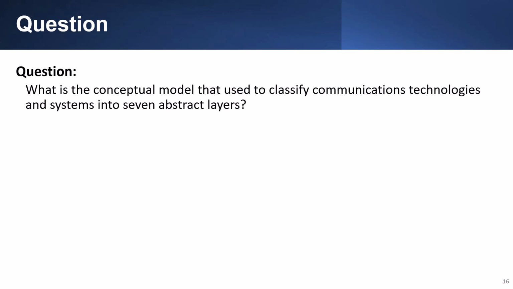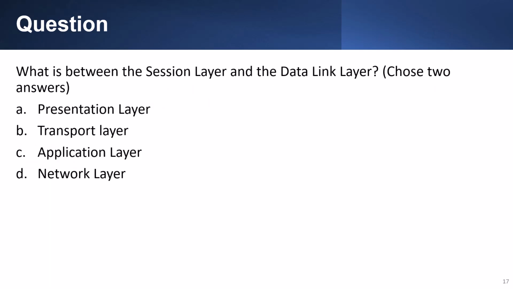Question: what is the conceptual model that's used to classify communication technologies and systems into 7 abstract layers? Answer: OSI model. Question: what is between the session layer and the data link layer? Choose 2 answers. Answer: transport layer and network layer.